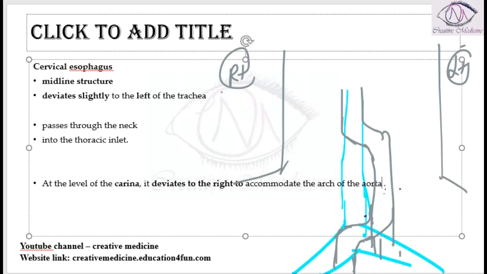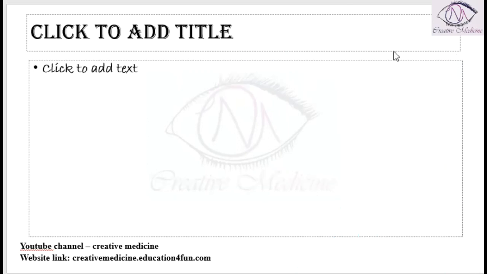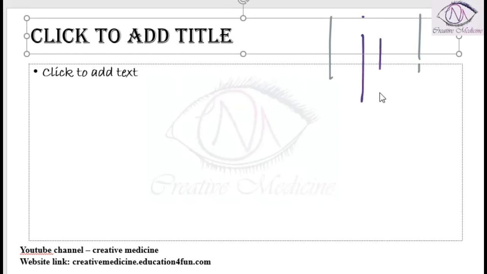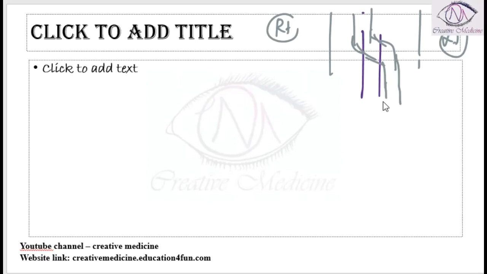Then followed by that, again at the bronchus, let me draw this again. So if this is the neck, first we have a trachea here. Now this is the esophagus in the midline. At the level of trachea it will first deviate to the left. Okay, this is right. First it deviates to the left, and again we have carina here. Okay, at the level of carina it starts deviating to the right. Okay, now it has deviated to the right, mainly to accommodate the arch of aorta, because here the arch of aorta will be there. In order to accommodate it, it will deviate to the right.